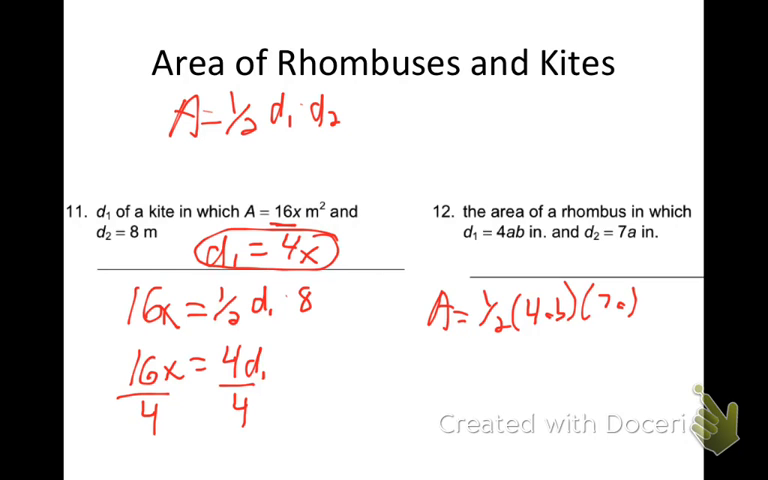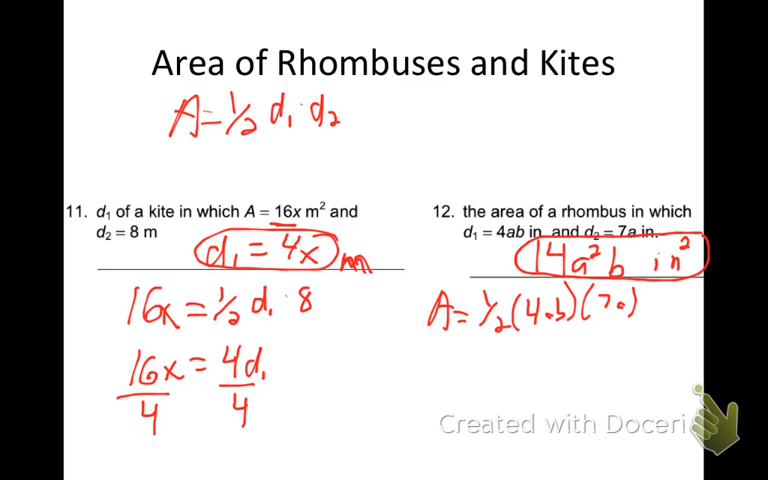Well, what's 1/2 times 4 times 7? What's a half of 4? 2. 2 times 7 is? So I get 14. Now I multiply the letters. What's A times A? And I have B. Can I multiply B with anything? Nope. So I get 14A squared B inches squared. Make sure you put your units on there as well.